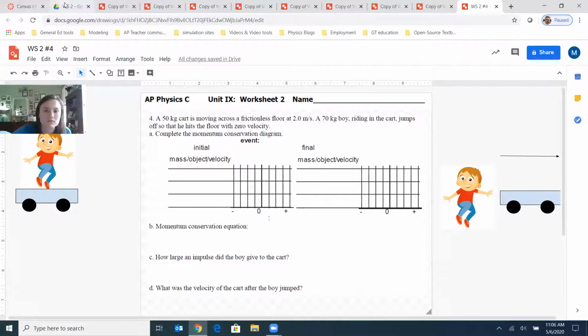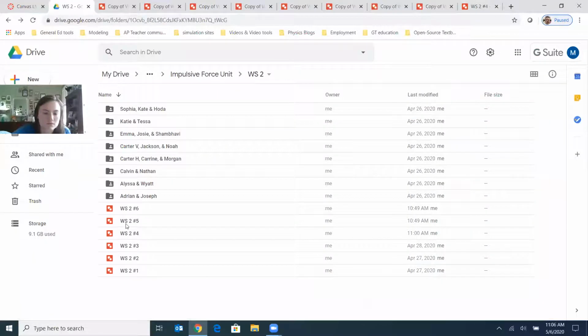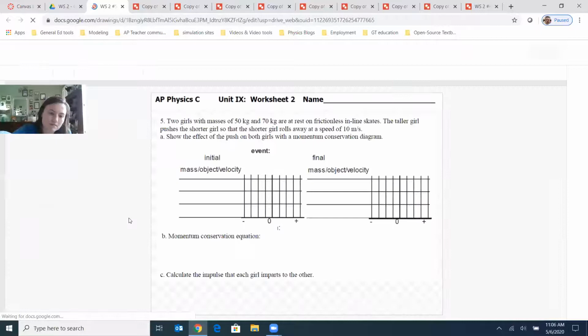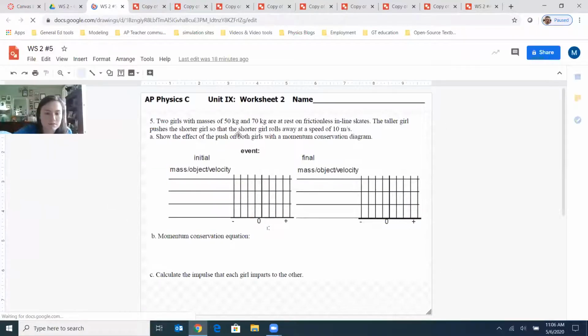Okay, so the next one we're going to look at then is number 5. And number 5, again, I don't care if you do part A, you can leave that off. But what we have is 2 girls that are kind of facing one another on skates, and they're going to push off one another, okay? And the girls have different masses, and it says that the shorter girl, we're assuming that's a 50-kilogram girl, is moving, she's recoiling away at 50 meters per second.